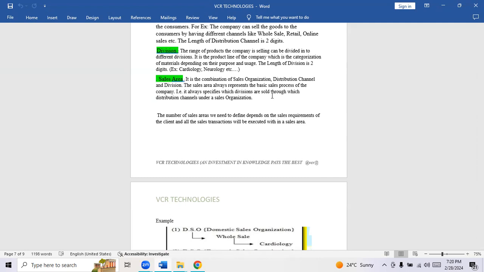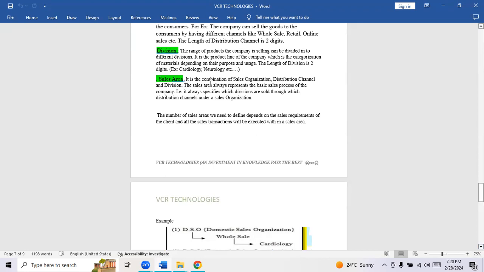And why? Because the sales area is the combination of sales organization, distribution channel, and division. Here, the sales area will represent the basic sales process of the company. It always specifies which divisions, meaning which products, are sold through which distribution channels, meaning either wholesaler or retailer or online channels, under which sales organization, and in which channel the partner has sold the product. This is the process of the sales area.